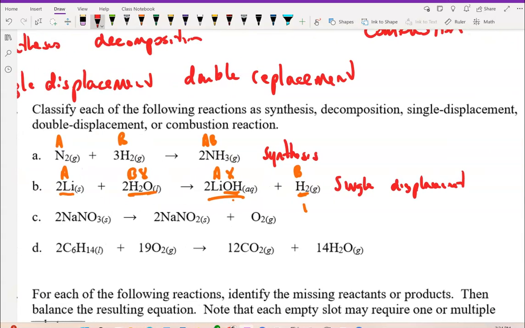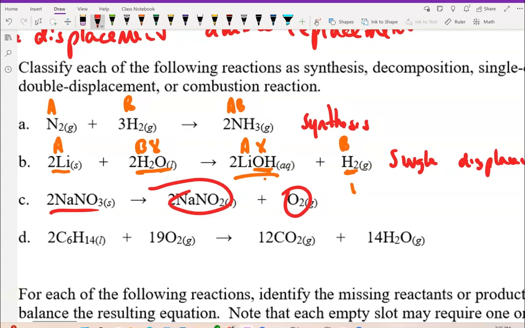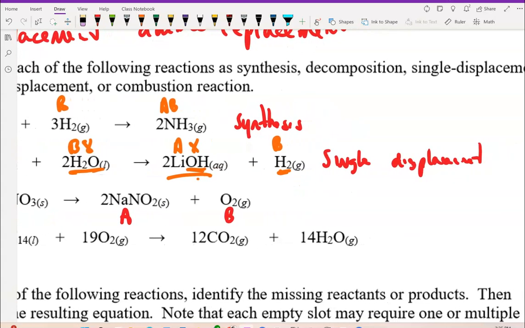Okay? This one is pretty obvious. We've got one compound on the reactant side and two on the product side. There's really only one reaction that this could possibly be. Remember that we're treating this as a single compound, AB, and obviously the A is NaNO2 and the B is the oxygen. Don't panic. We're just looking for something that breaks up from one reactant into two products. We're going to call that decomposition.